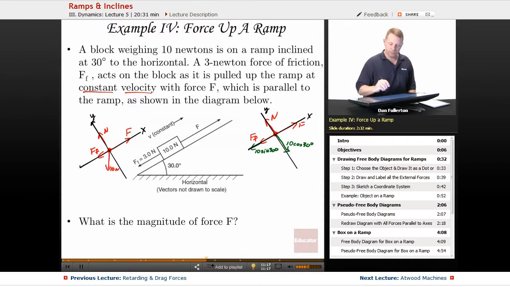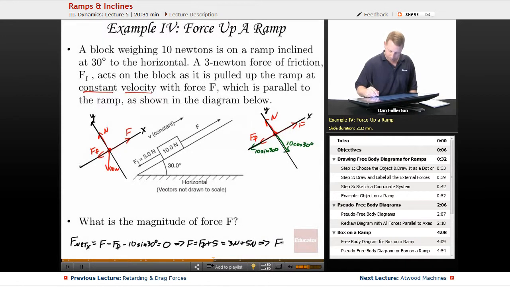So what is the magnitude of force F? Well, let's use Newton's second law in the x direction. F net x equals, we have F minus the force of friction minus 10 sine 30 has to equal 0 because it's not accelerating. It's moving at constant velocity. Therefore, F equals force of friction plus 10 sine 30, which is 5, plus our force of friction, which it says is 3 newtons. So that's 3 newtons plus 5 newtons. Therefore, F must be equal to 8 newtons.